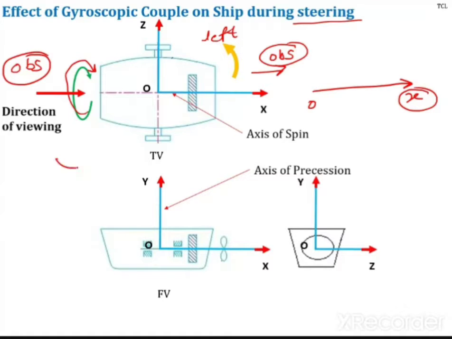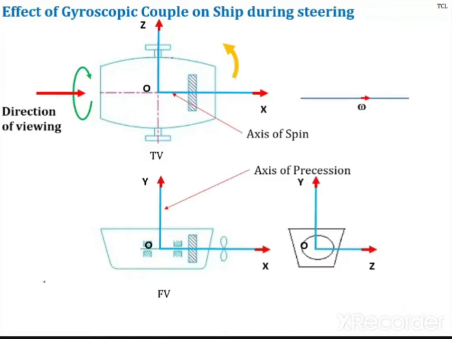Let us say if it was anti-clockwise, and your observer was here, you will write like this. This is the X point, this is the O point. So whether the X point is towards the observer or away from the observer, that you have to understand. Similarly, here is the same case.